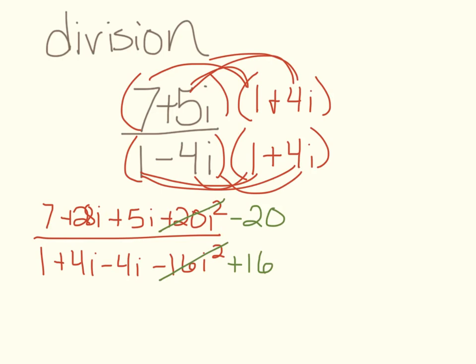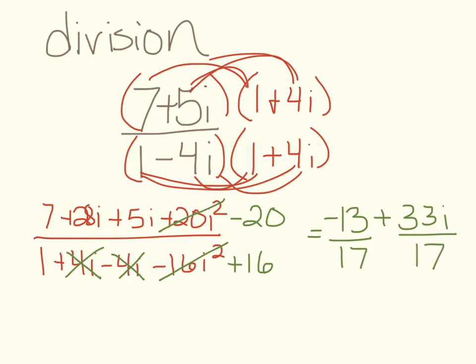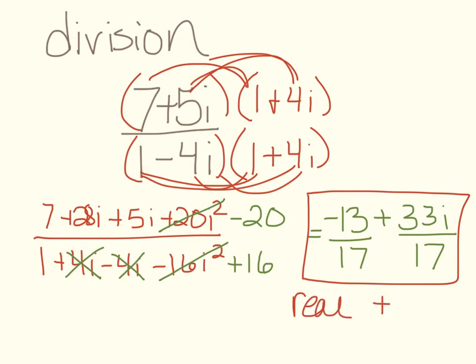So I have 7 minus 20, which is negative 13. And then I have 28i and 5i, which is 33i. And then on the bottom, these cancel out, and I have 1 plus 16 is 17. So I'm going to put each of these over 17. And the reason I'm doing that is so that I can follow the rule that says real plus imaginary. So I have negative 13/17 plus 33 over 17i.